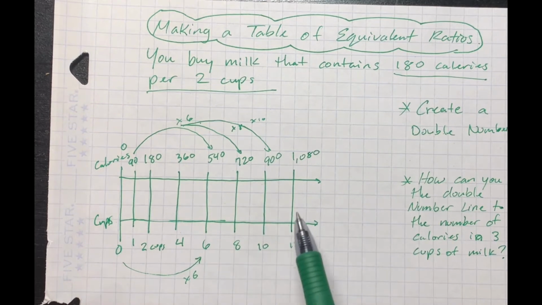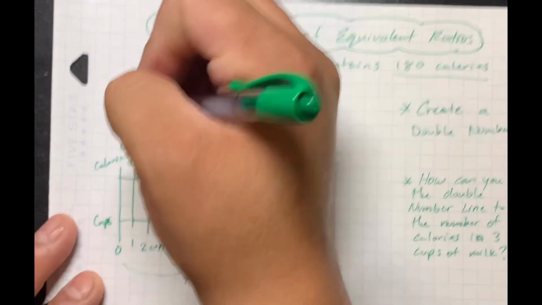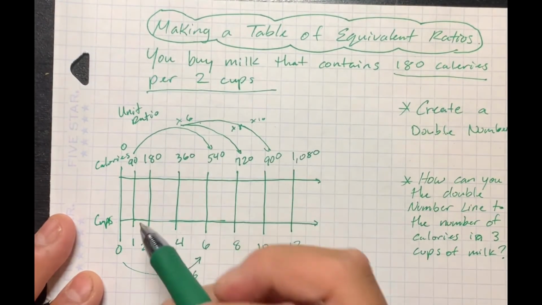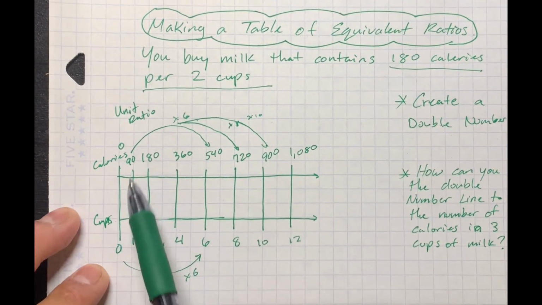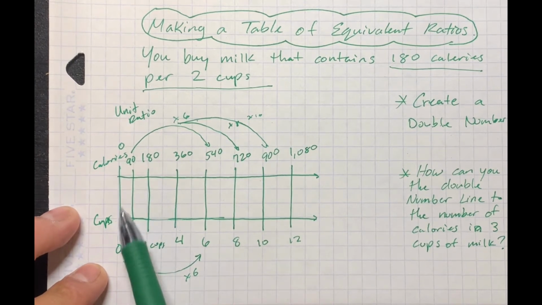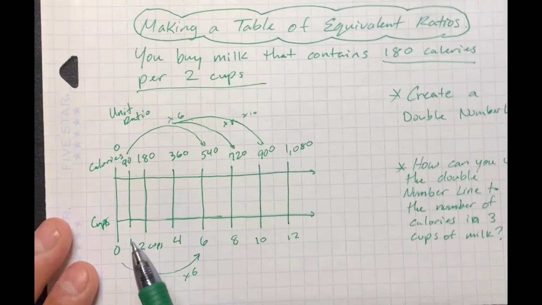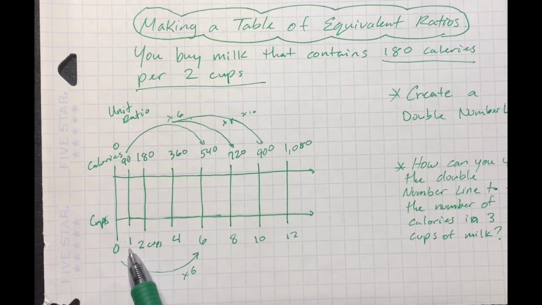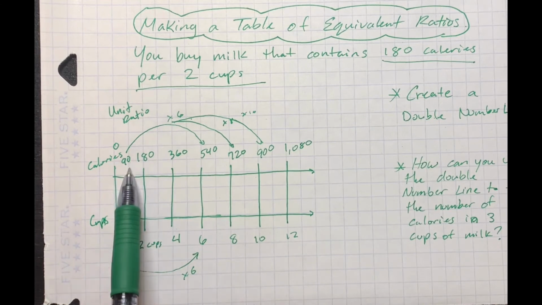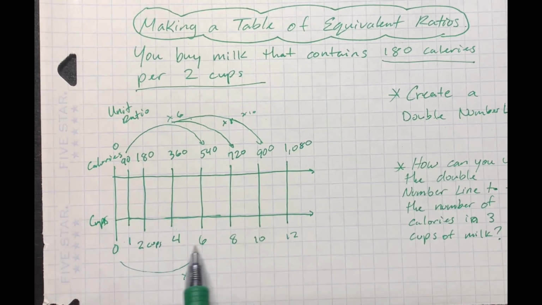So what you want to get is a unit ratio. The unit ratio is basically how many calories are in 1 cup of milk. Okay, so you want to get the base ratio or the unit ratio. All right, unit means 1. So 1 cup of milk has 90 calories. And then you just multiply that 90 calories times however many cups you're trying to find the amount of calories for.